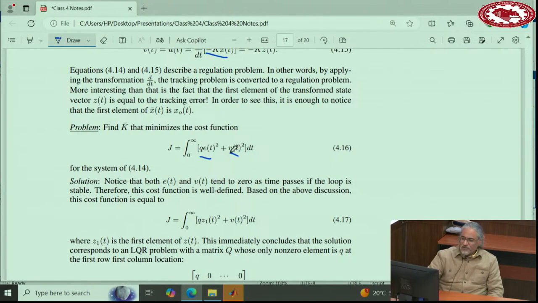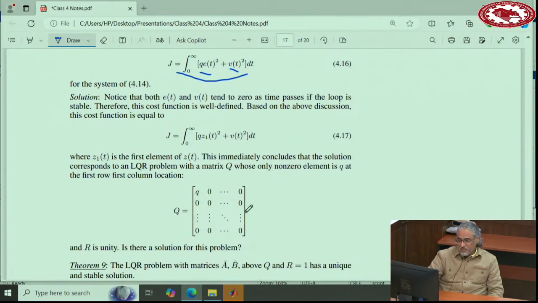So this cost function minimizes at the same time the energy of the tracking error and the energy of the oscillations or rate of change of the control input. It's a very interesting cost function. So in this case, Q is very simple: Q is 0, 0, 0, all of them 0, and then R is 1. You only have one control parameter, Q. And then you can solve it.